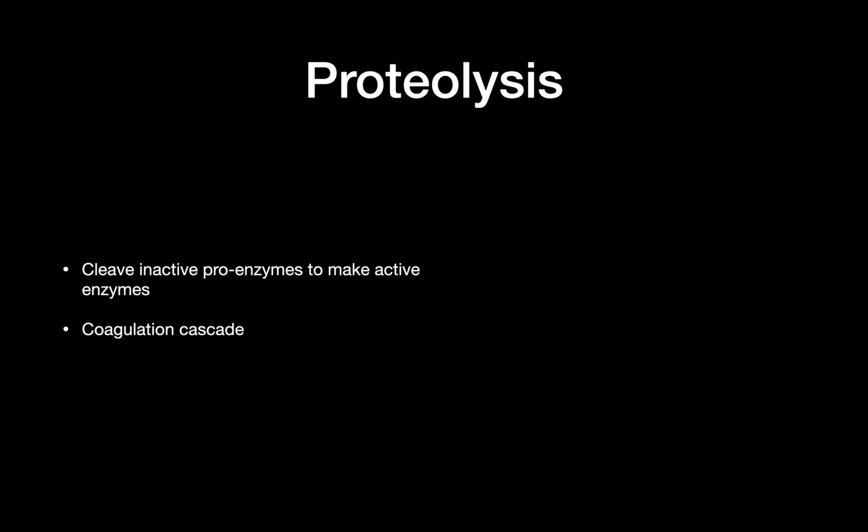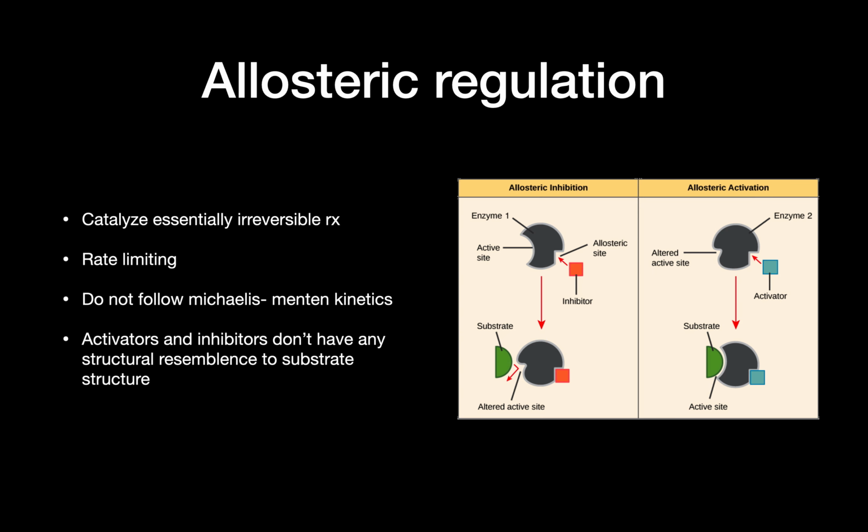So proteolysis is fairly straightforward. It cleaves the inactive proenzymes to make active enzymes, and an example is the coagulation cascade. Allosteric regulation catalyzes essentially the irreversible reactions. It's rate limiting. It does not follow Michaelis-Menten kinetics because the activators and inhibitors don't have any structural resemblance to the substrate structure itself.